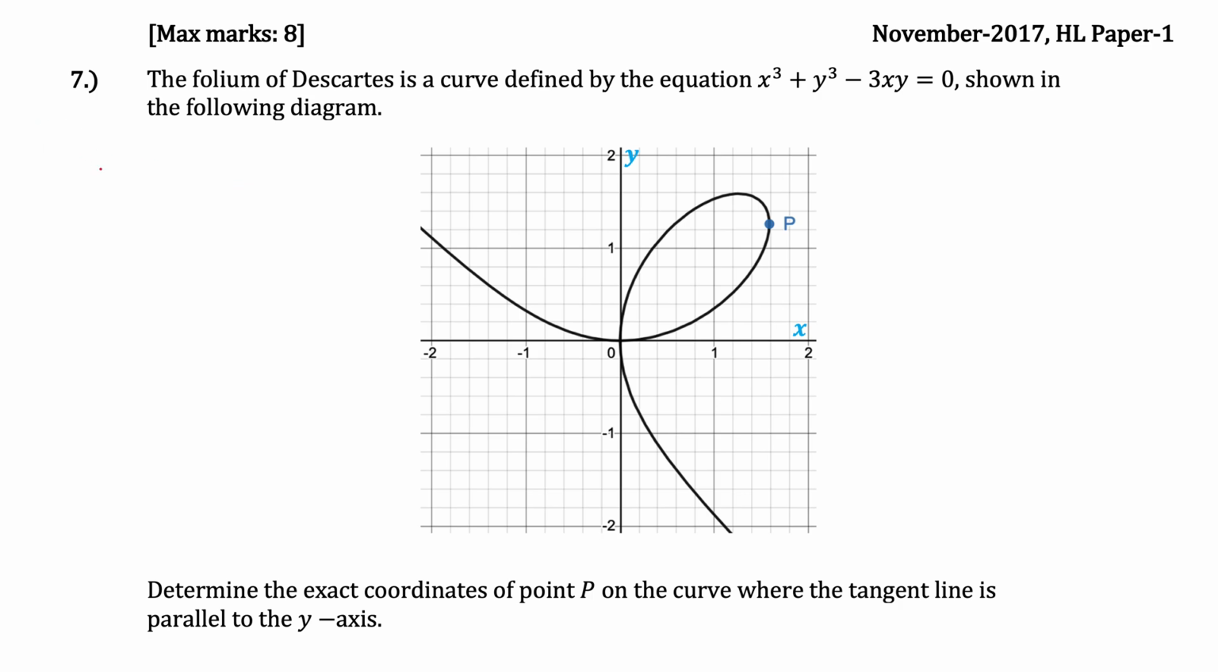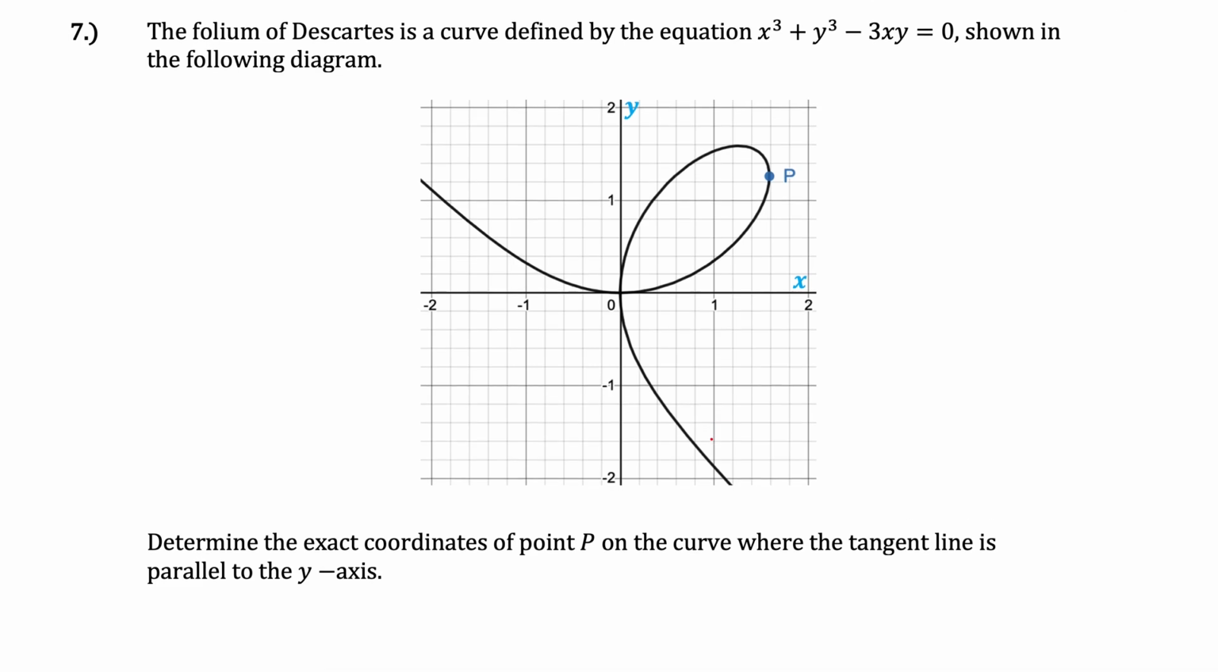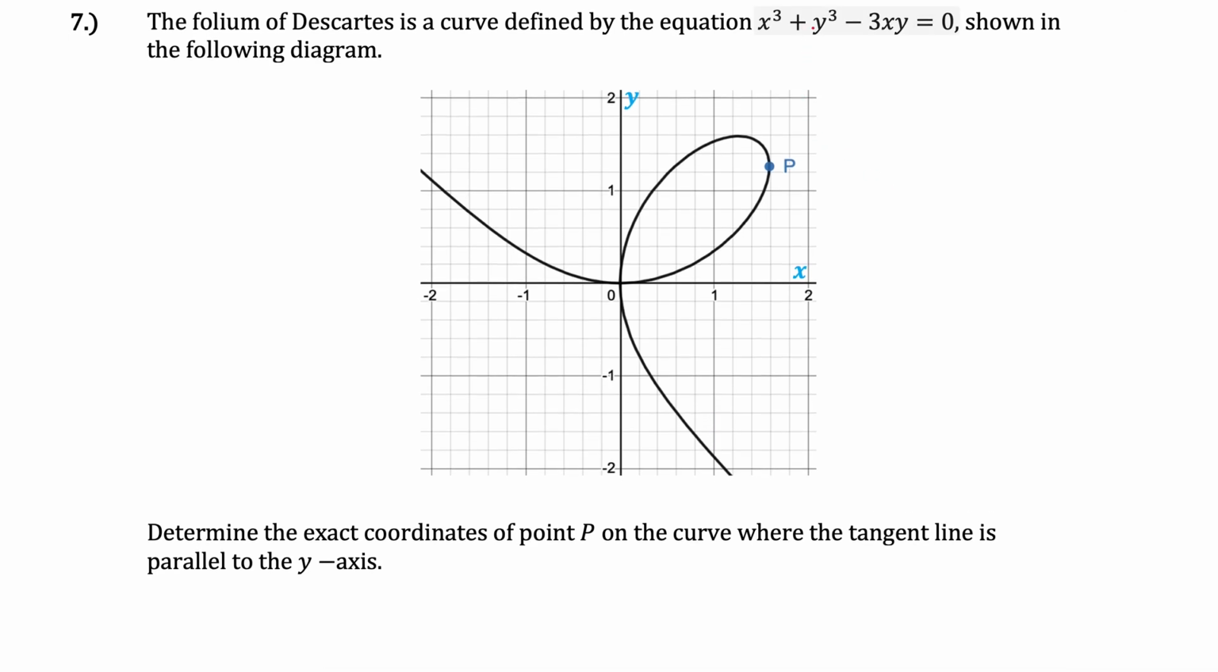Question number 7. We've been given a curve which is defined by the equation x cubed plus y cubed minus 3xy is equal to 0, and we need to find the coordinates of point P where the tangent line is parallel to the y-axis. So firstly, let's start by differentiating both sides of this equation with respect to x.